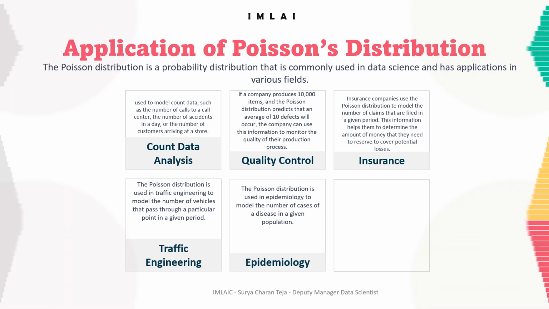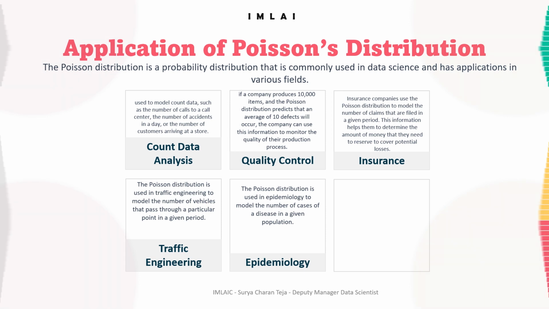So one example where data scientists might use Poisson distribution is in modeling web traffic. Web traffic is often modeled using Poisson distribution since it involves the occurrence of events, website visits over time. So by using Poisson distribution, data scientists can analyze the number of visits to a website and make predictions about future traffic patterns. So that's where the Poisson distribution comes into the picture.